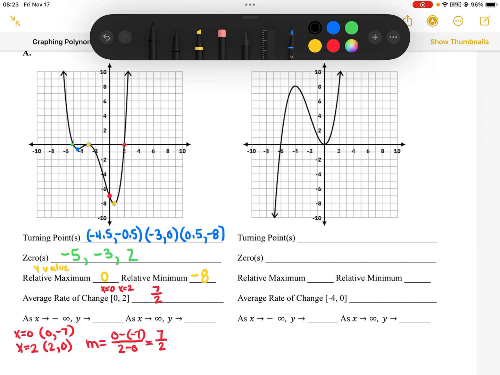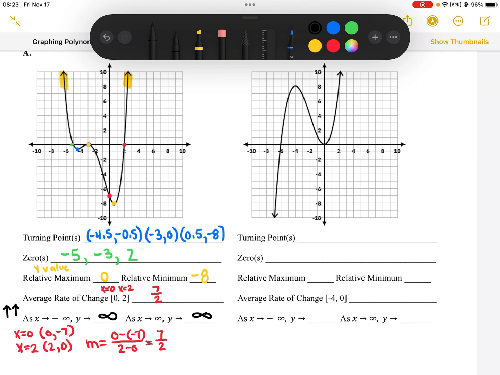The last point is looking at our end behavior. If you look at your graphs, they are both going upwards. So your end behavior looks like this. They're both heading towards positive infinity on both ends.